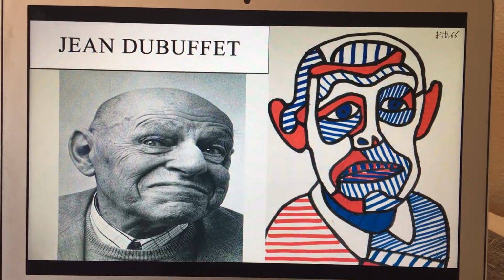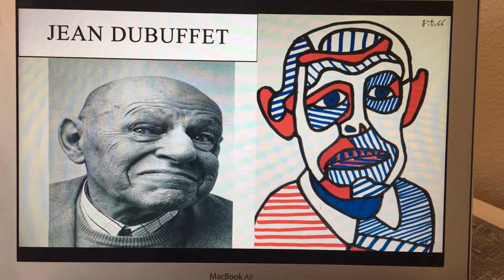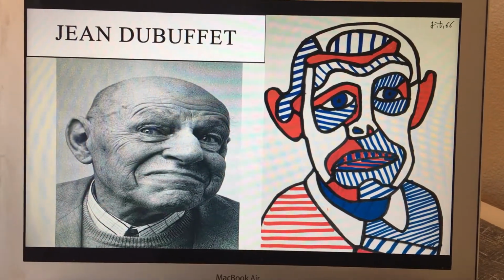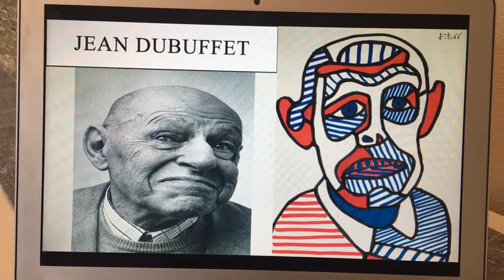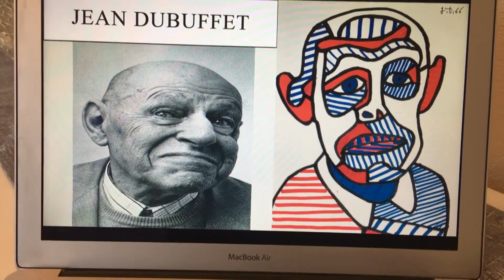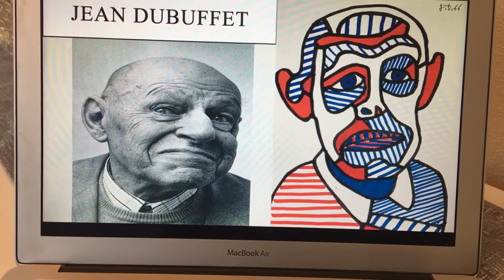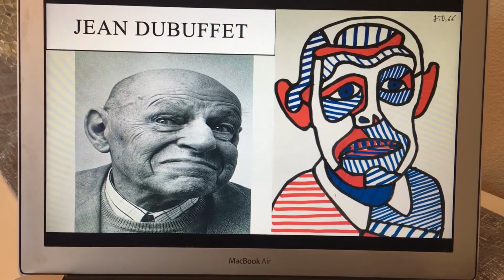He called his idealistic approach low art and refused to use traditional standards of beauty in favor of what he believed to be a more authentic and humanistic approach to image making. He is best known for founding the art movement Art Brut, which translated from French means raw art. Some even called it art of the mentally ill.